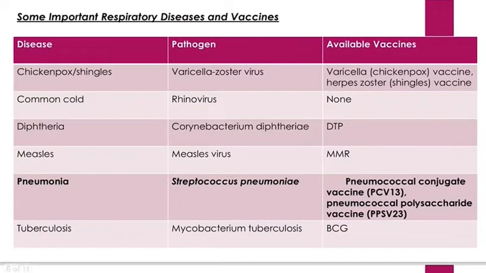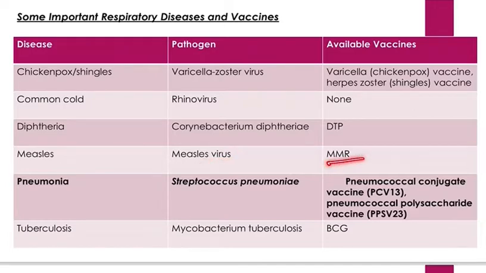Now some important respiratory diseases and vaccines. Here I discuss the disease, pathogen, and vaccines. Chickenpox and shingles are caused by the varicella zoster virus, and the available vaccines are the varicella chickenpox vaccine and herpes zoster vaccines. The common cold, as we know, is caused by rhinovirus, and there is no vaccine available in the market. Diphtheria is caused by Corynebacterium diphtheriae, and the available vaccine is the DTP or DPT, as we call it. Measles is caused by the measles virus.